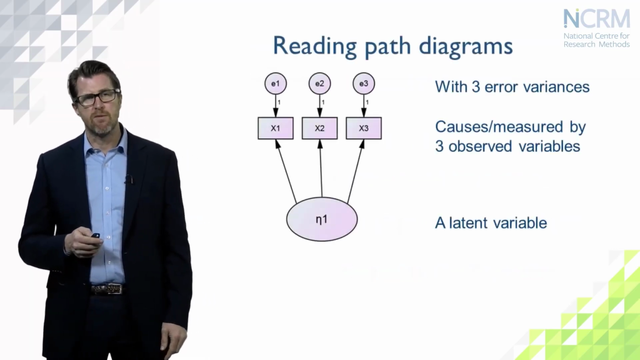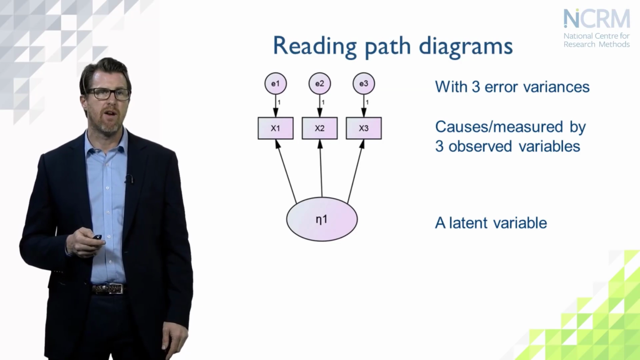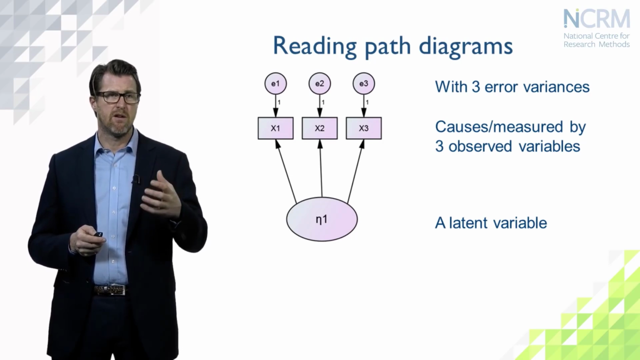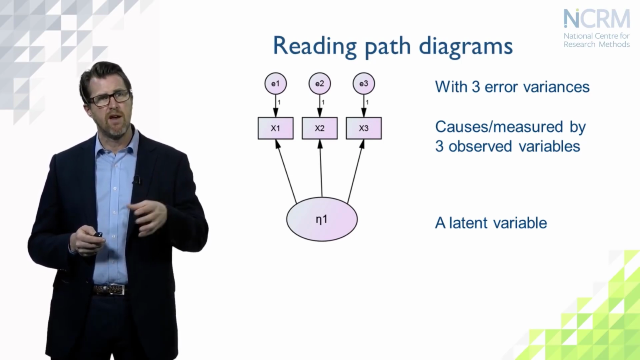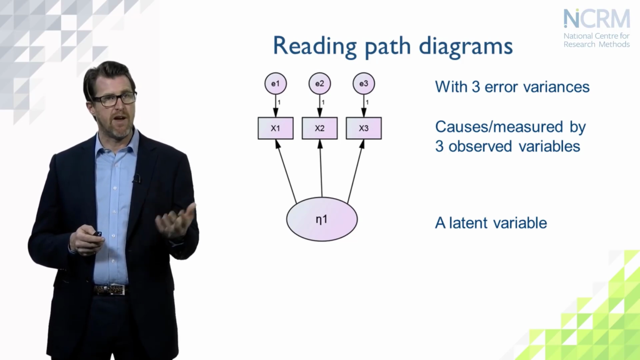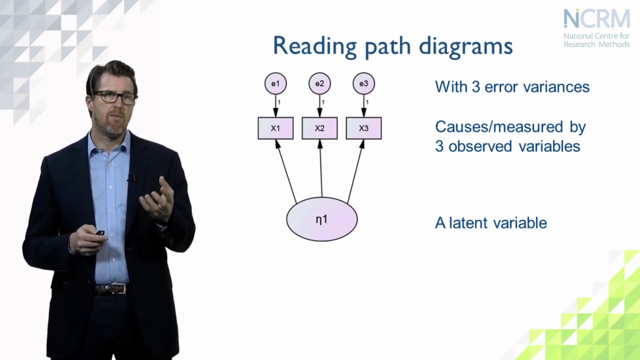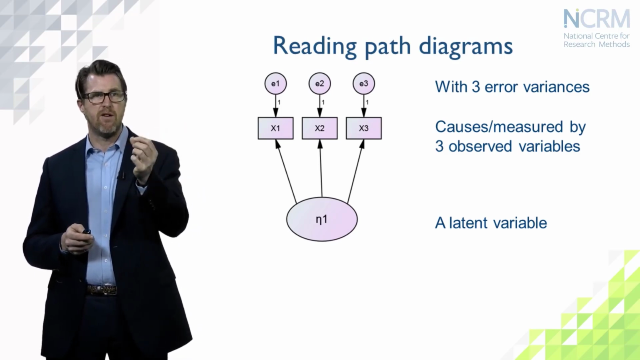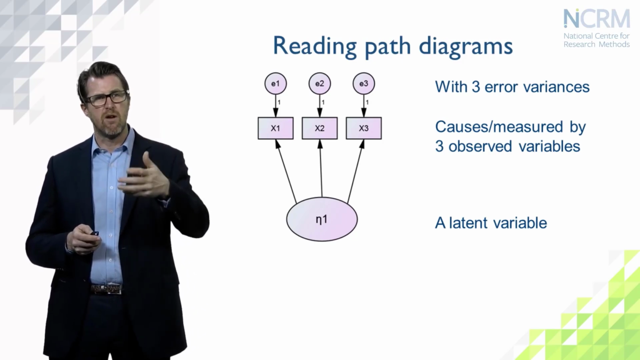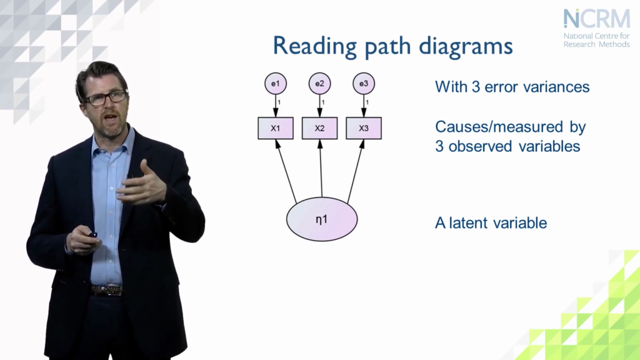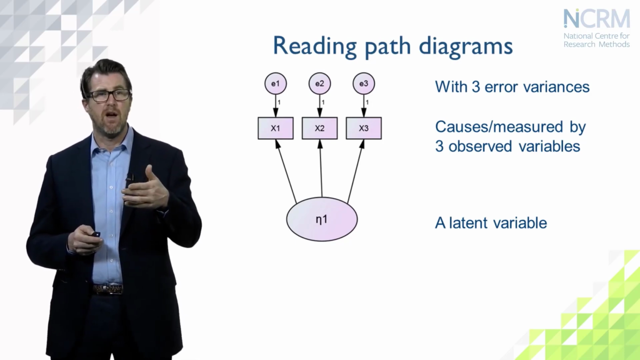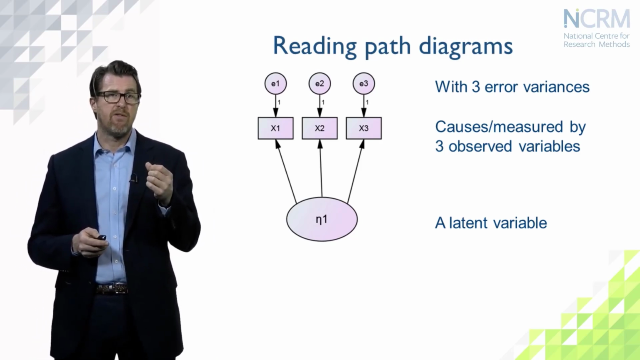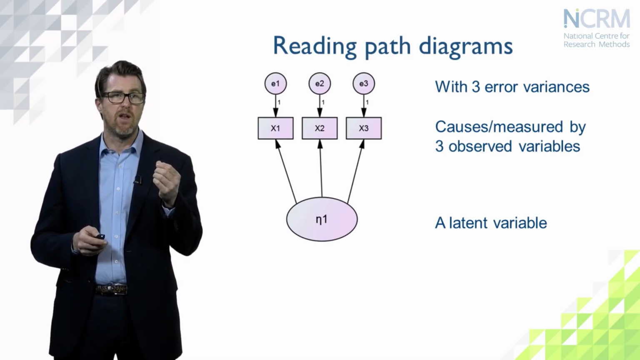Here are some examples of some quite simple path diagrams. Here we're just looking at measurement models. These are confirmatory factor models, and we have here eta1, which is a latent variable shown as an ellipse. And eta1 here is shown to cause three observed variables, x1 to x3. We can also think of that as eta1, the latent variable, being measured by the observed variables x1 to x3. And then at the top of the diagram we have three error variances, E1 to E3.